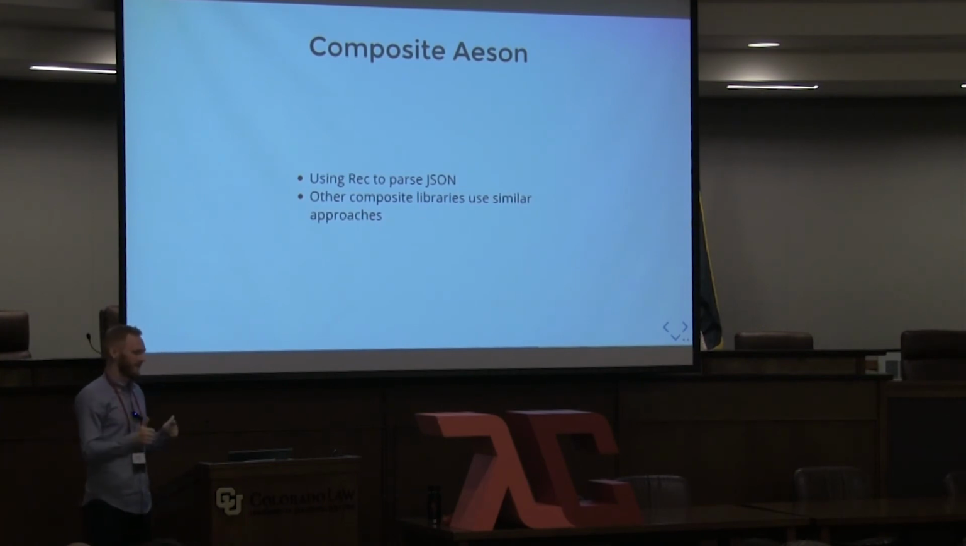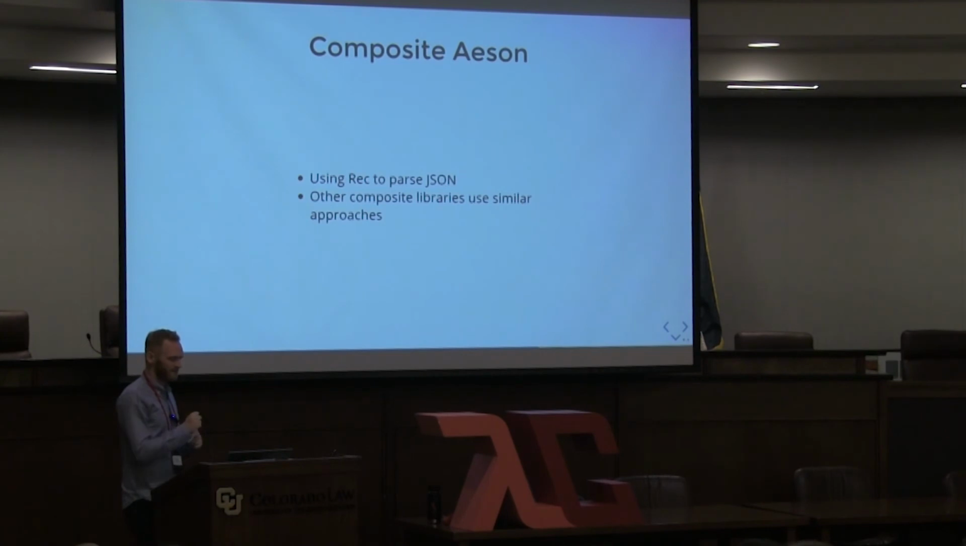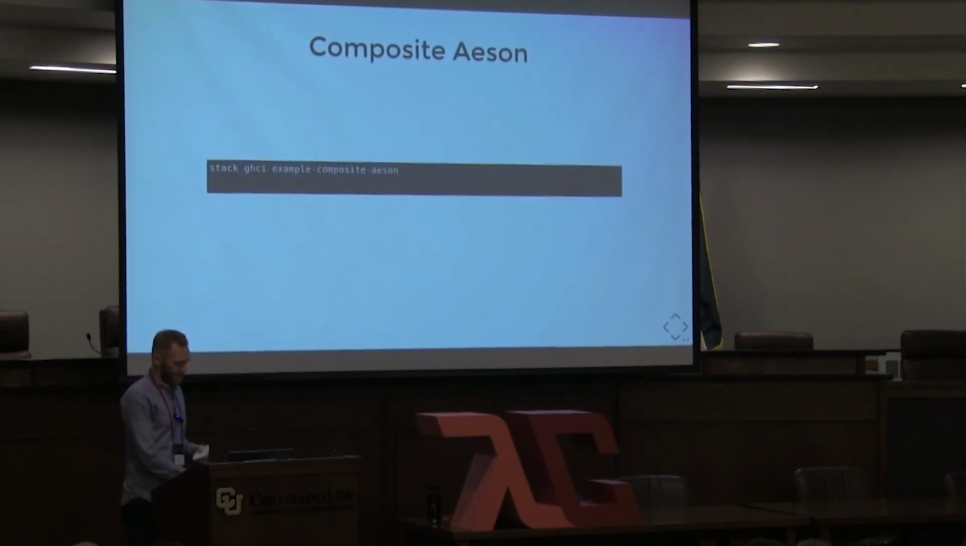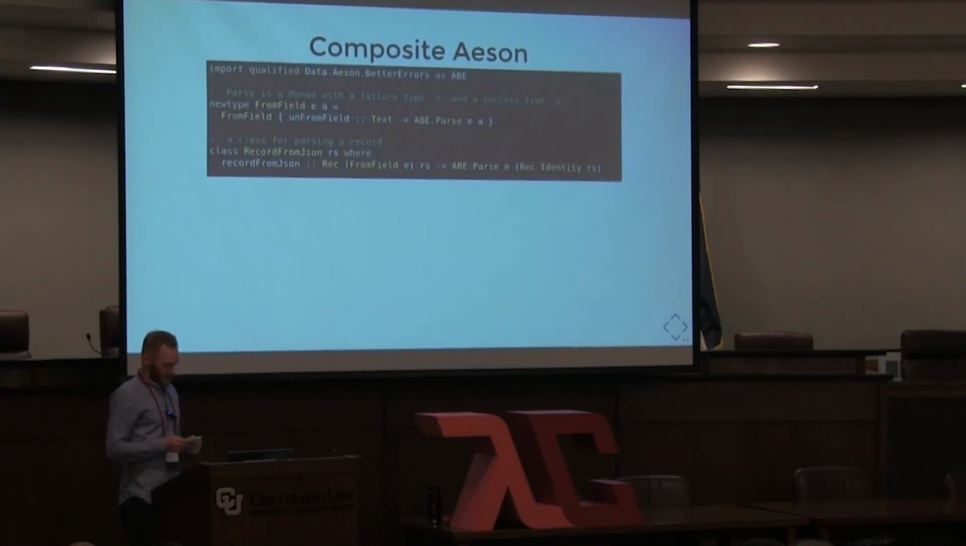Great. Now, the fun stuff, using Composite Aeson. So we're going to use this record type to parse JSON finally. And we're going to show that you can do it for JSON, and it's the most complicated approach of anything in the library. So you can either take my word for it that other libraries use the same approach, or you can look for it yourself. But there are these other integrations that we'll talk about at the end. Here's our example again, if you want to follow along. All right.